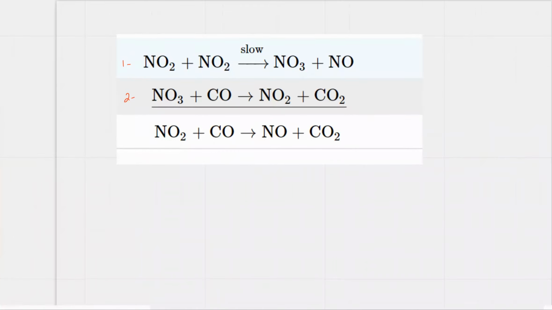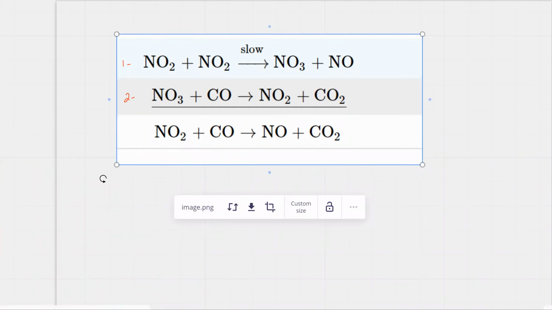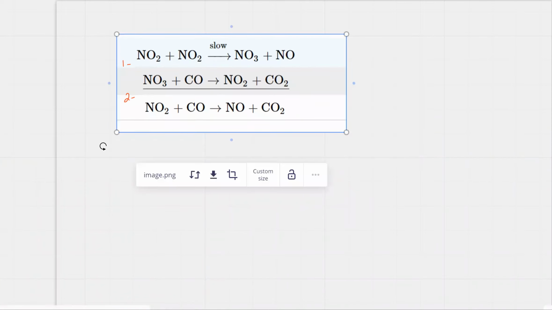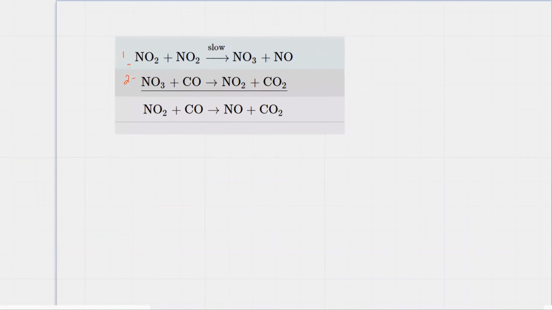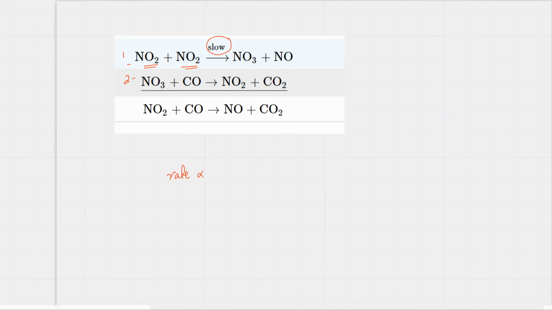So we're going to assume, so they've given us these two steps, 1 and 2. So that's fine so far. So rate of reaction depends on the slow step. So that means rate of reaction depends on NO2 and it also depends on NO2. So that by default means rate is dependent on NO2 concentration and NO2 concentration. So that by default means square.